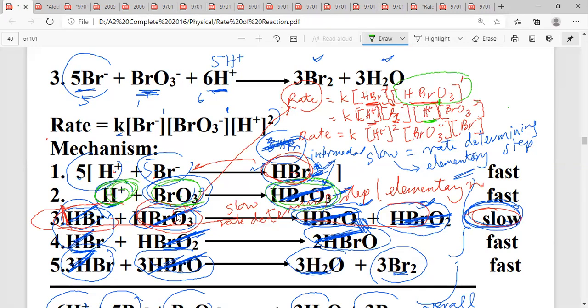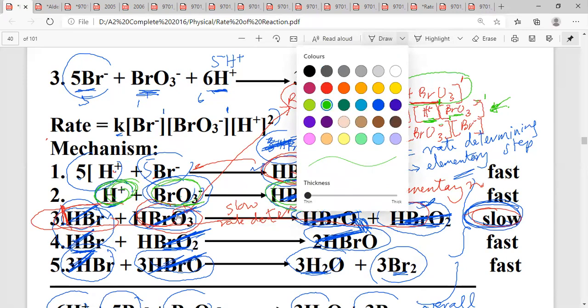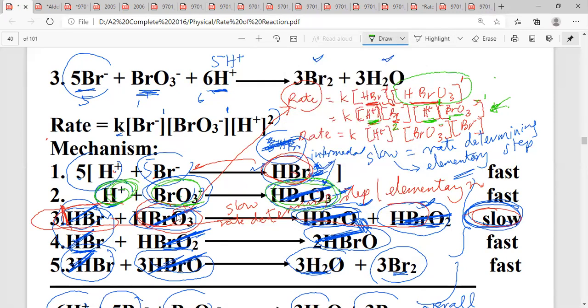So now these are all reactants. There are 2 H plus here, so I put H plus power 2. Br minus is power 1 here. Okay, now this is the final rate law. Got it? Go back and think about it. I don't have time to go over it again and again, okay? So this is the answer here.